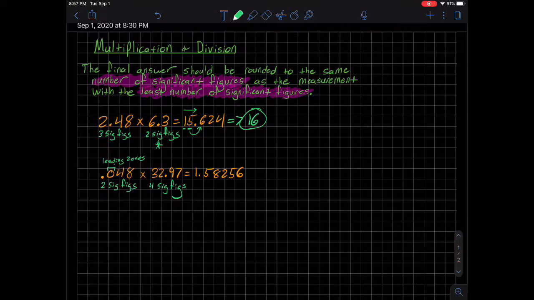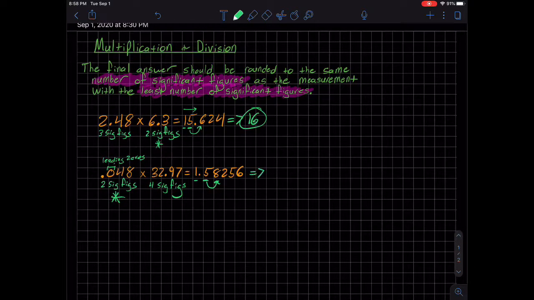So the smallest number of sig figs, or the least number of significant figures, I should say, is right here at 2 again. So we're going to round 1, 2. And we're going to look right after it, and we have an 8. So because it's an 8, we know that this is going to round up to 1.6 as our final answer.